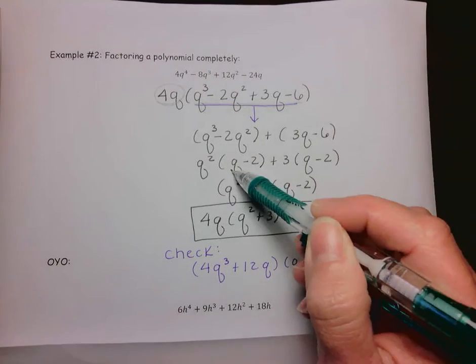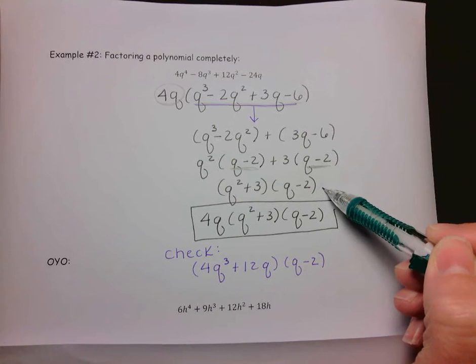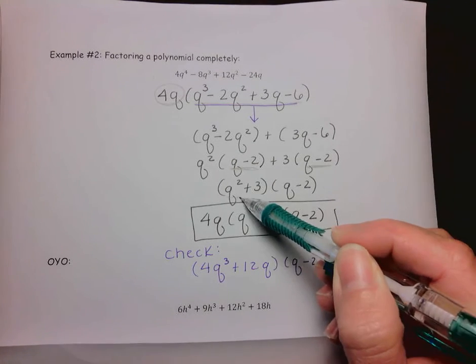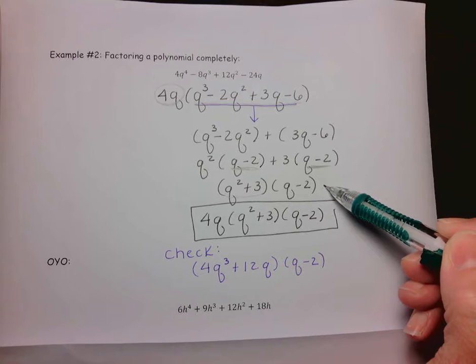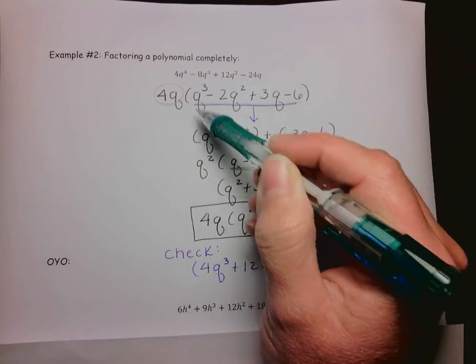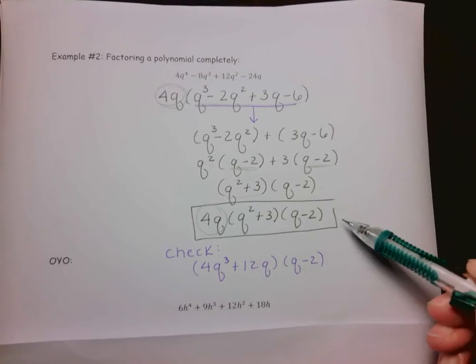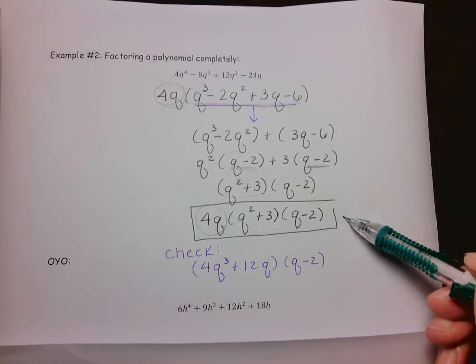Then I can factor out this q minus 2 from each term. And this is what I have left when I do so. And so this is going to be my final answer, because you have to make sure that you put that 4q back in at the end.